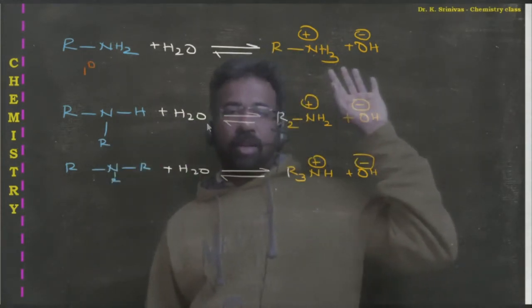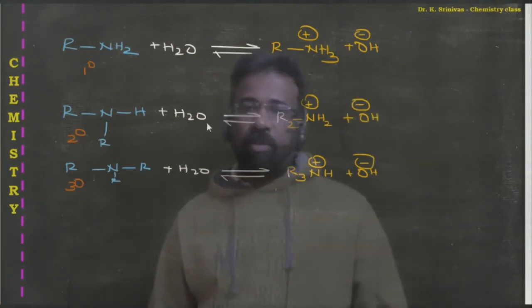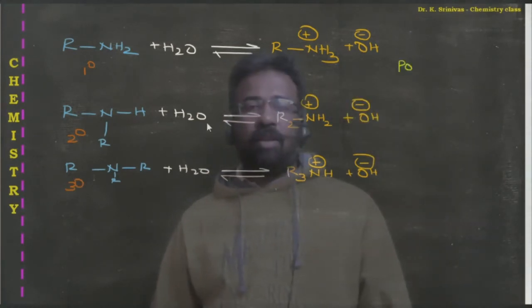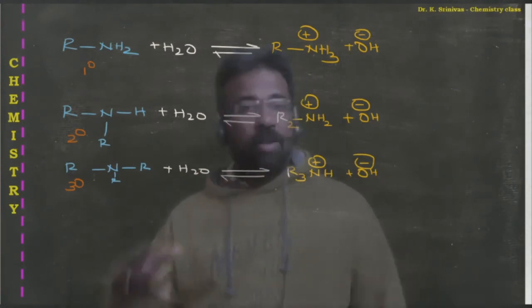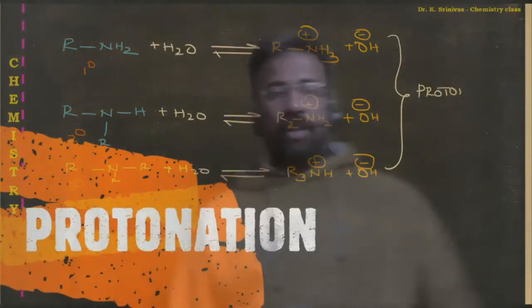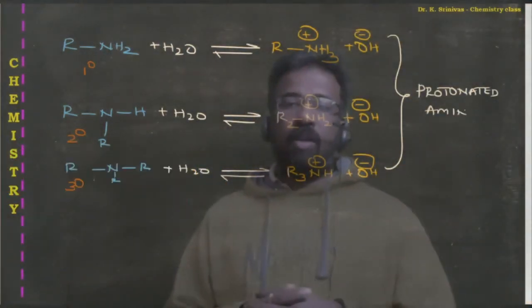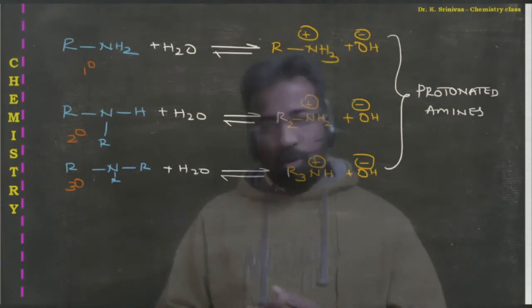So in all these cases, if you observe carefully, this NH2, all the nitrogens are having what? Positive charges. They are obtained because of what? H plus ion addition. So it's nothing but protonation. So what is the impact of this protonation?